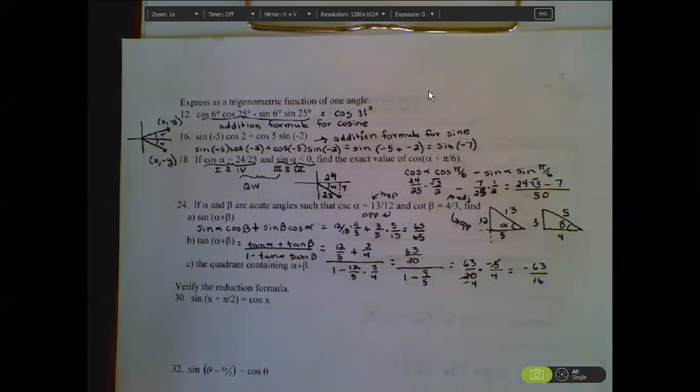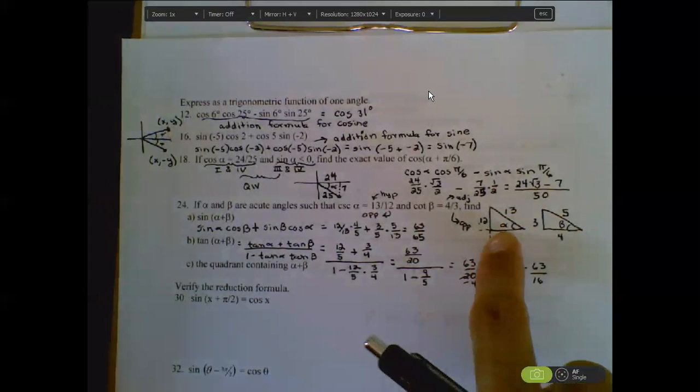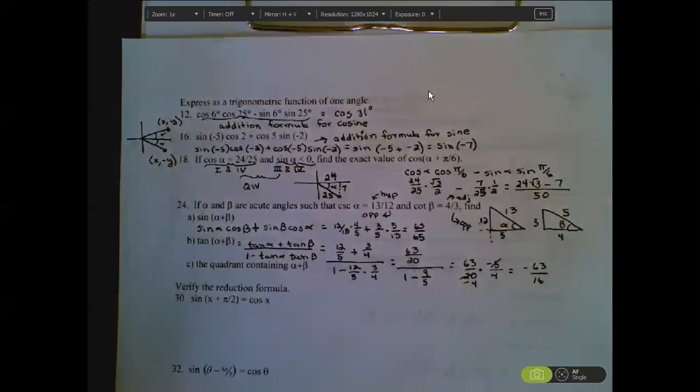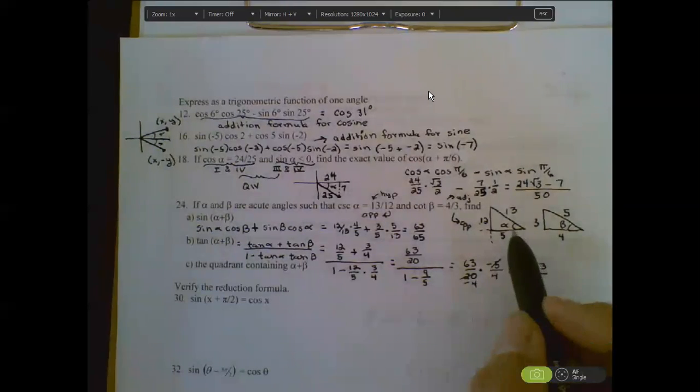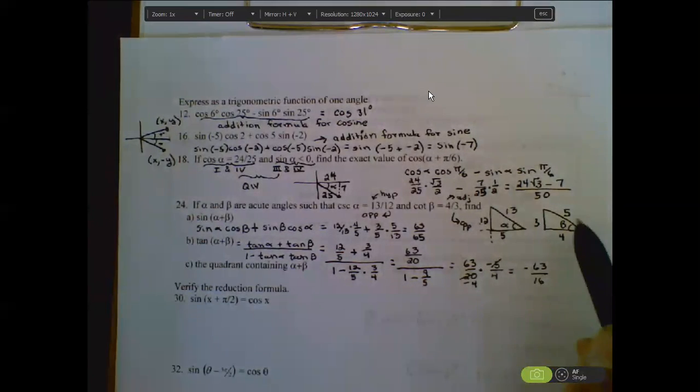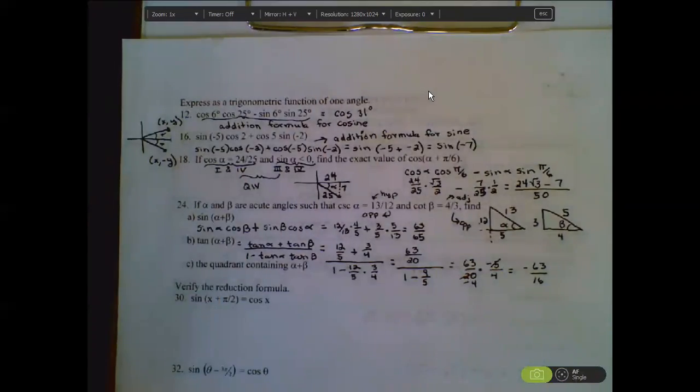You're very, very close. How could I use sine to find what alpha is? I could say sine alpha. Sine inverse. Inverse sine. Yes, yes, yes. Okay, so that actually wasn't what I was thinking, but it would work. You could say alpha is the inverse sine of 12/13, and beta is inverse sine of 3/5. You could do that and then add those two numbers together.